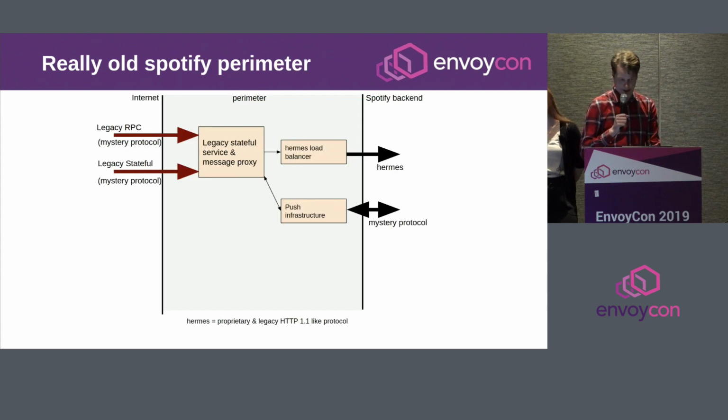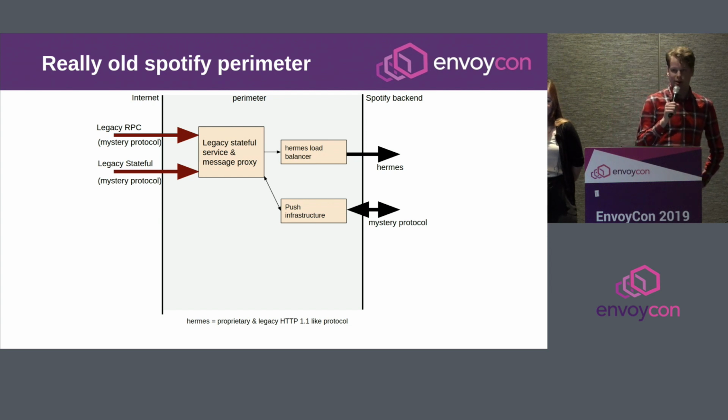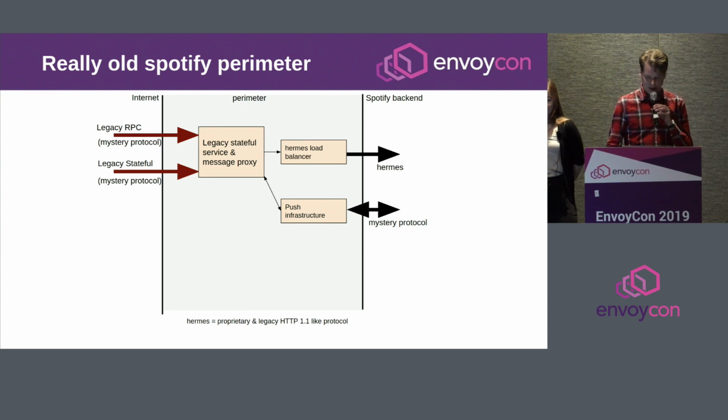And if we zoom in on that a bit, this is what it used to look like in the really old times, like 2010 or 11 or so. So we have this client sending RPC and establishing stateful connections over mystery protocols to our legacy stateful service. I divided the traffic up here in RPC and stateful sessions. And then to the backends, the perimeter would speak Hermes, which is our homegrown HTTP 1.1 version, which we're very much working to migrate away from.